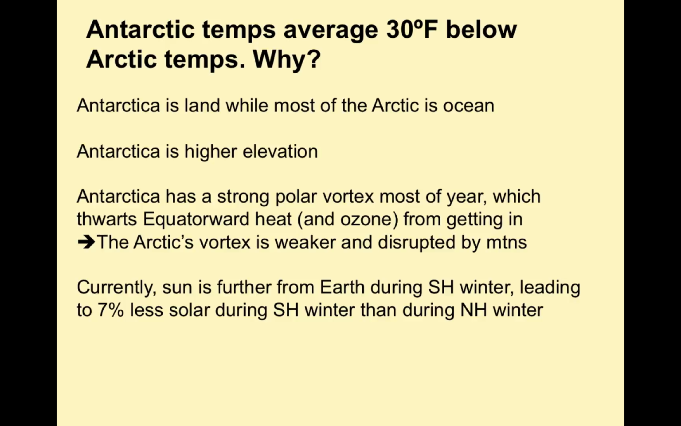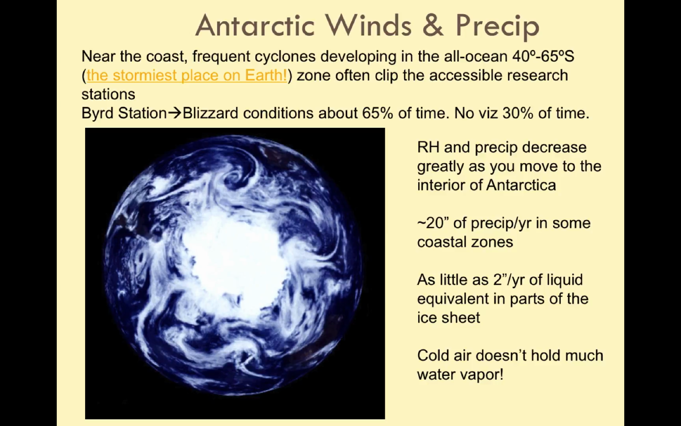Lastly, right now, with the precessional cycle we have, the sun is further from Earth during the Southern Hemisphere winter, and this is leading to about 7% less solar during the Southern Hemisphere winter than during the Northern Hemisphere winter. So that's an effect as well. For Antarctica, yes, it's high and dry in the interior of the continent because anytime you try to get water vapor up there, it ends up precipitating out along the coast.